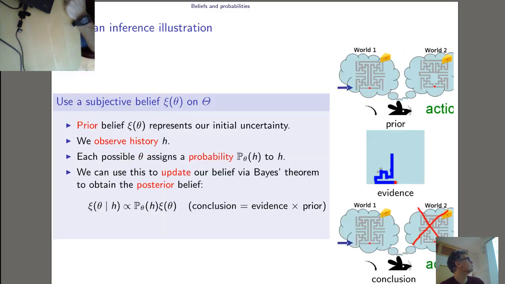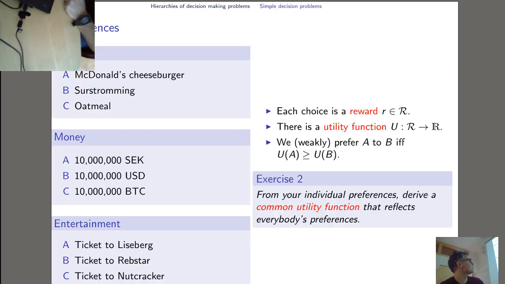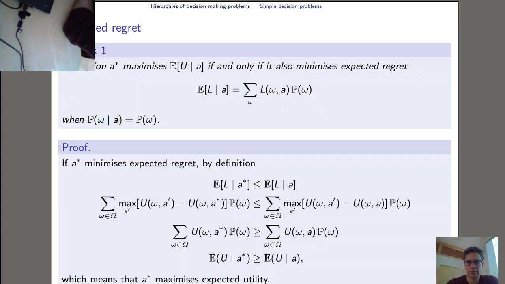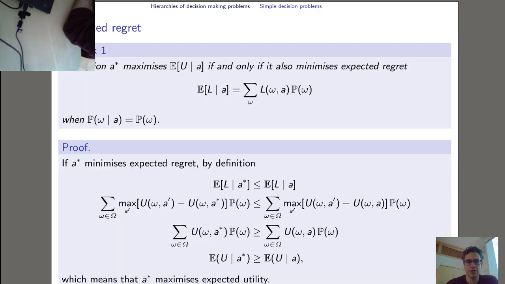So we talked a bit about various problems with uncertainty and how Bayesianism is in some sense optimal. Okay, so now I want to talk a bit. I mentioned that there was this proof that when regret is minimized, then you also maximize the expected utility, which is fine.